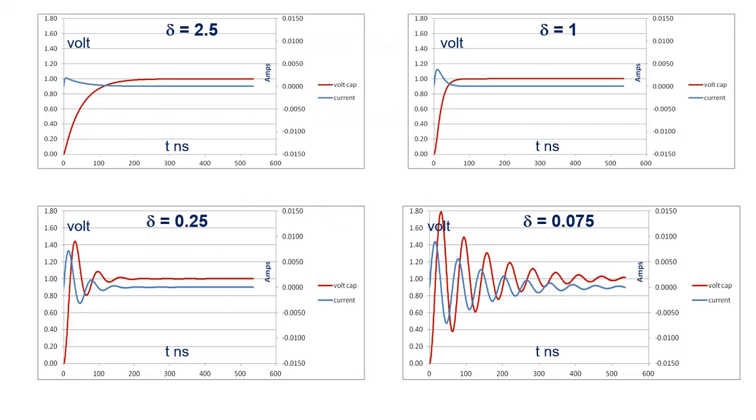We expect the capacitor to be charged to the input stimulus of 1 volt, which we do observe in all 4 plots. For damping values of 2.5 and 1, the steady state is reached without oscillations. However, for damping values less than 1, the steady state is reached after oscillations, or ringing as they are called.